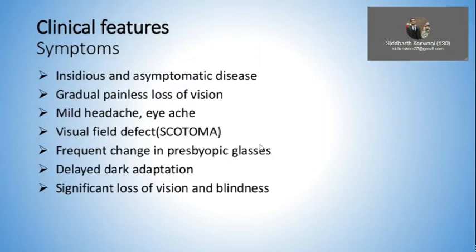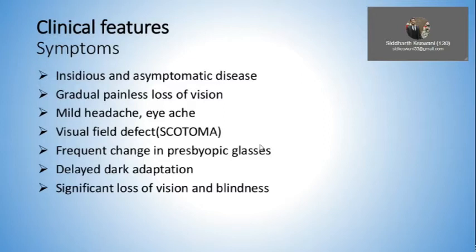With that you can have a mild headache, you can have an eye ache, then you can have a visual field defect, which is a scotoma. Then there is frequent change in the presbyopic glasses, that means the near vision is hampered, right? Then we have delayed dark adaptation, then significant loss of vision and blindness. These are the signs and symptoms of primary open angle glaucoma. The most important is the gradual painless loss of vision.